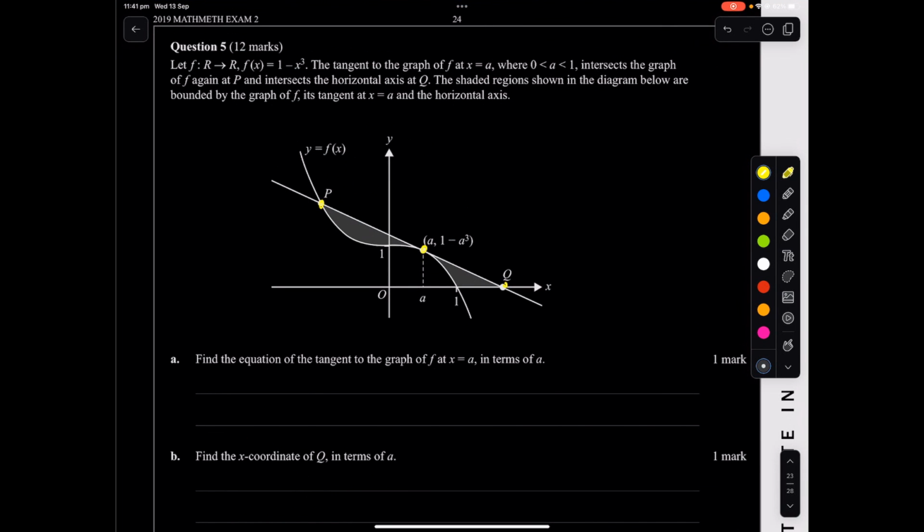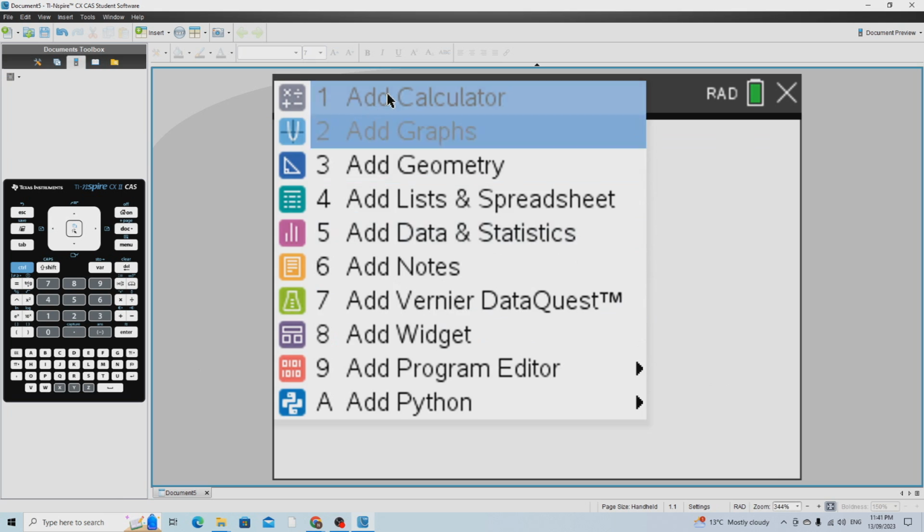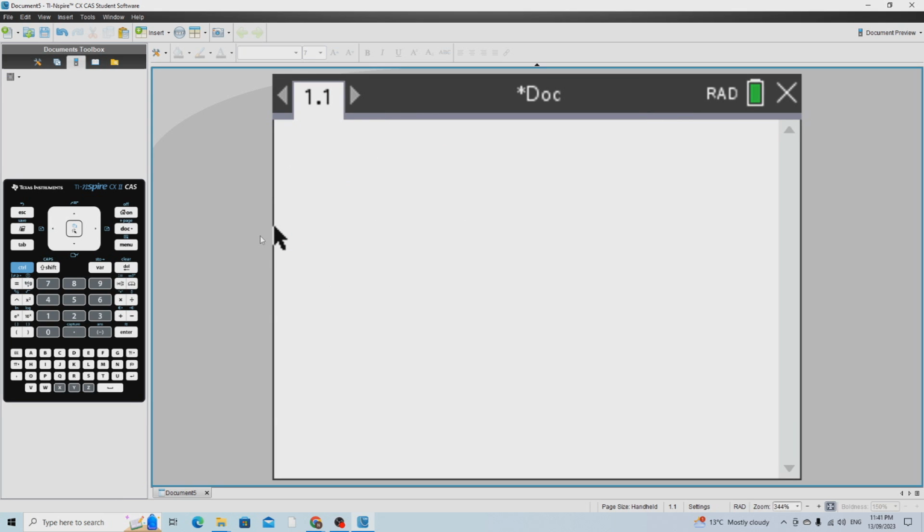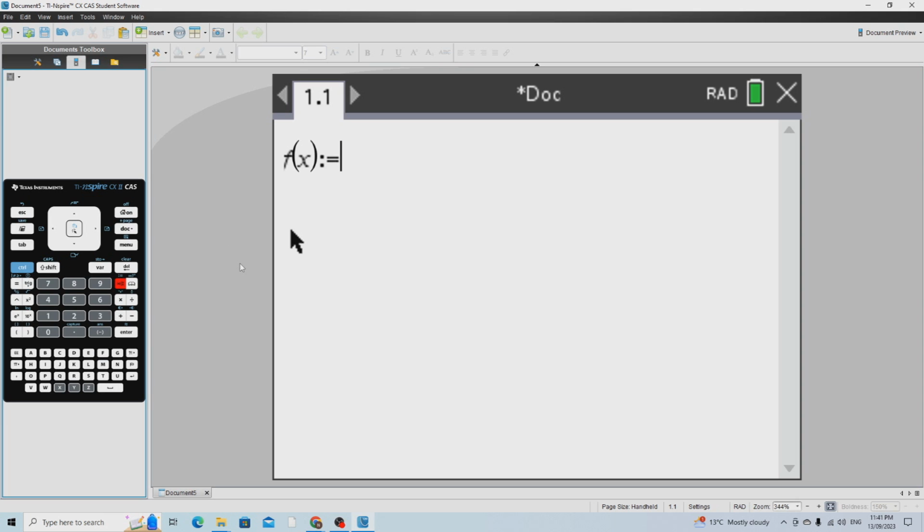Okay, let's make a new document. I just want to get this exam done now. So tired. Wow.